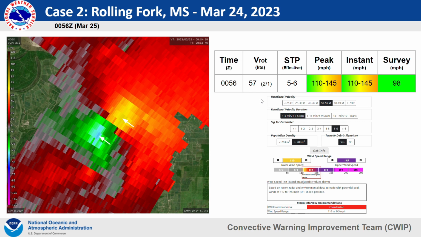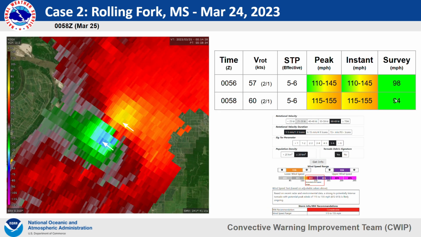That puts a peak and instantaneous wind speed estimate of 110 to 145 miles per hour, and the survey only showed winds of a little less than 100 miles per hour at this point. Moving forward at 0058, VROT actually goes up to 60 knots. So again, we are moving up in the rotational velocity selector. The duration gets reset technically, and the winds correspondingly go up to that 115 to 155 range for both. But the survey only shows 94 miles per hour.